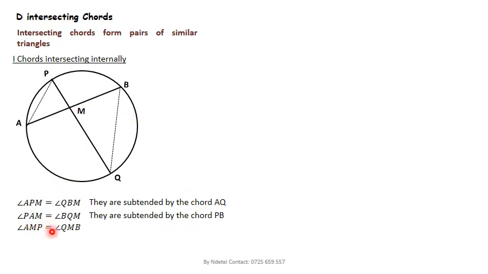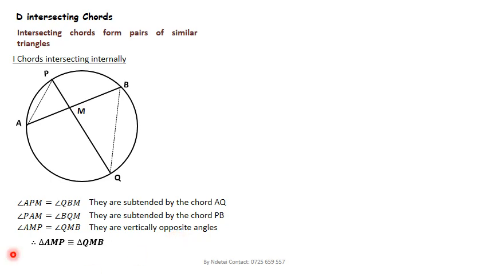Additionally, AMP should be equal to QMB because they are vertically opposite angles. AMP, see, this angle here is the same as this other one here because they're just formed by two lines which are crossing each other. So they are vertically opposite angles, and therefore they're equal.